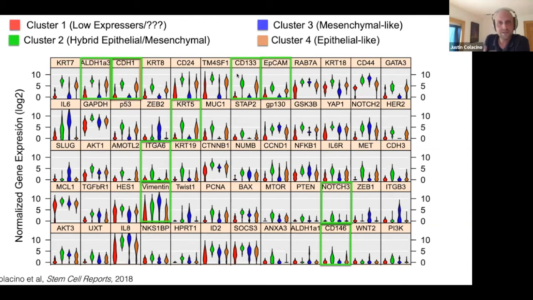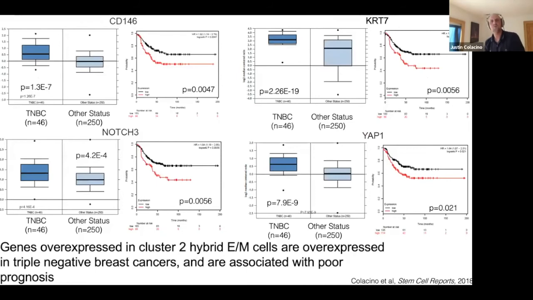So this really made us think, why is there so much heterogeneity? And is there any biological relevance to cancer that we can pick up in this population, especially of these rare hybrid cells? And so we went and dug into some of the publicly available TCGA data, and indeed, genes that are overexpressed in this hybrid epithelial mesenchymal cell population tend to be more expressed in triple negative breast cancer. So triple negative breast cancer is a very aggressive subtype of breast cancer with no targeted therapy available.